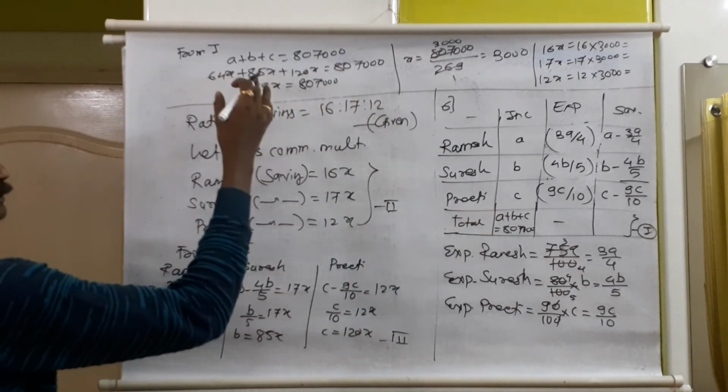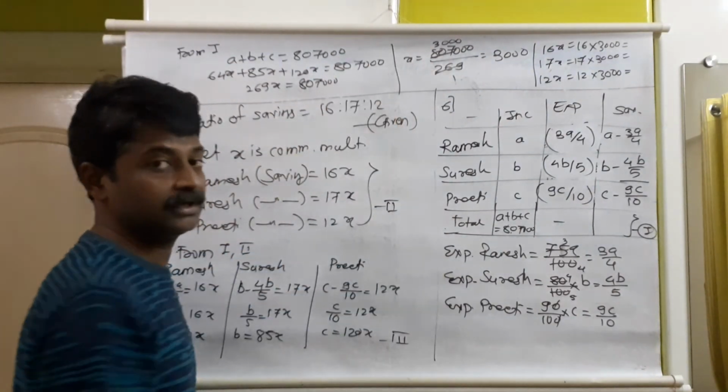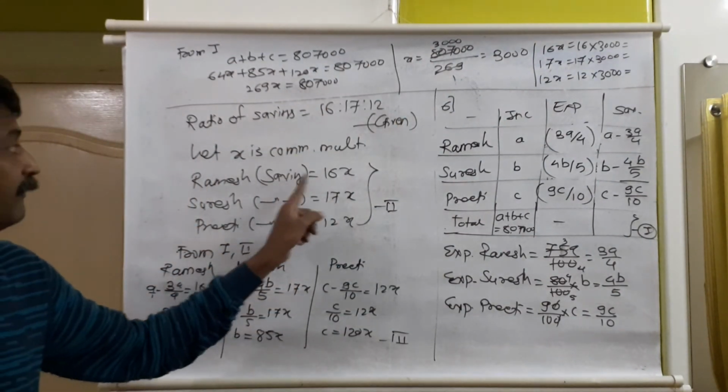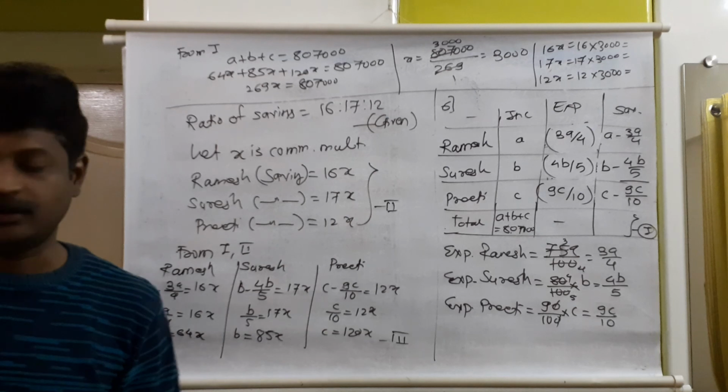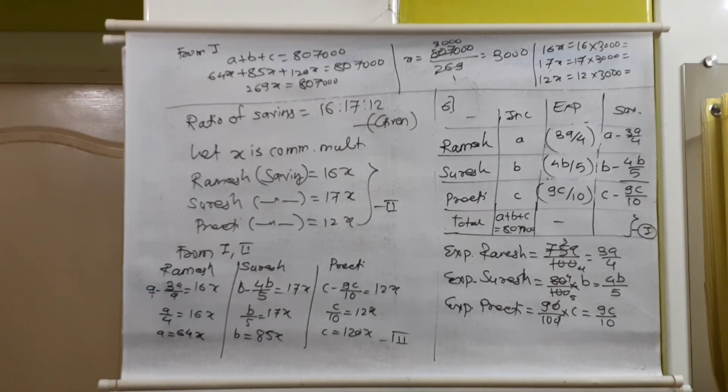Put in the value of A, B, C. X will come here 3,000. Then the final saving will be 16 into the value of X. It will give the saving for Ramesh, then 17 into the value of X, saving for Suresh, and 12 into the value of X is the saving for Preeti. This will be the final solution for question number 7. The final saving will be in rupees.